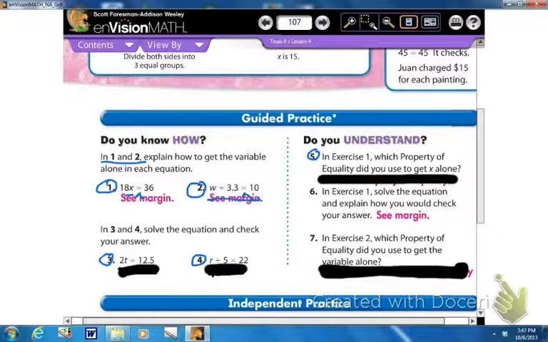Number 5 wants you to look at exercise 1, which is over here, and just say which property of equality you used to get x alone. Number 6 then asks you to go ahead and solve the equation in exercise 1. So actually solve for x. Find out what x is. And then 7 says in exercise 2, which property of equality did you use to get the variable alone?